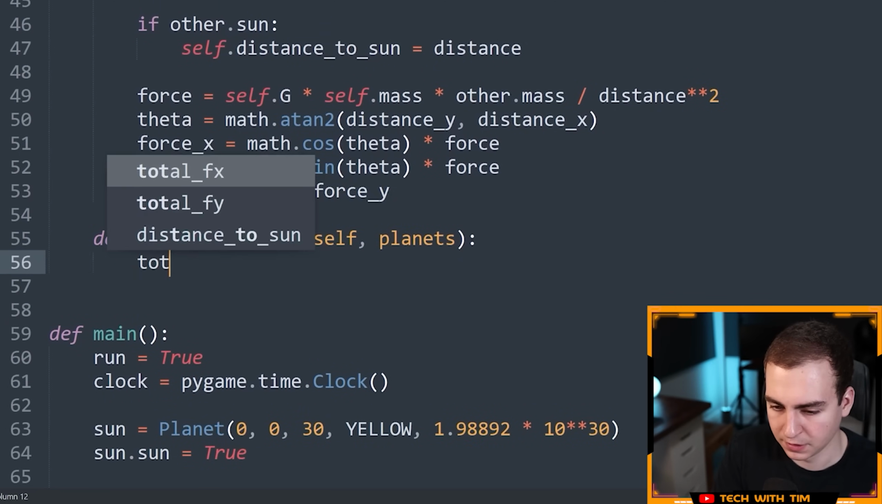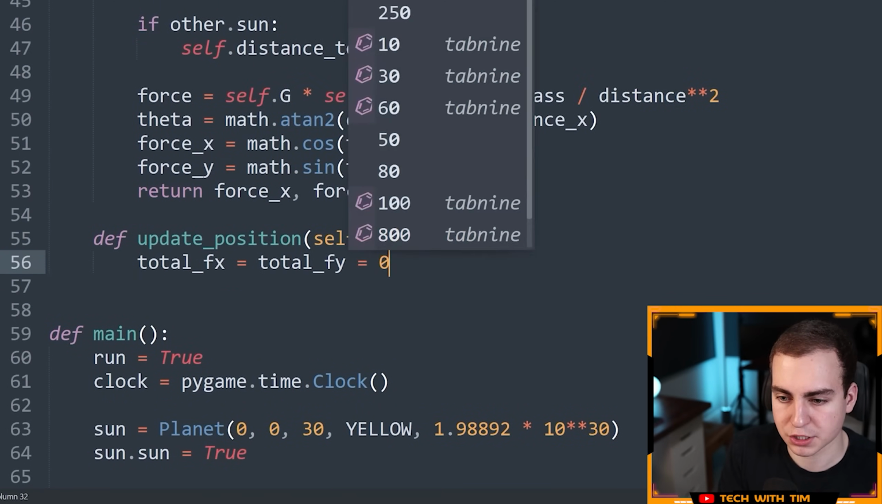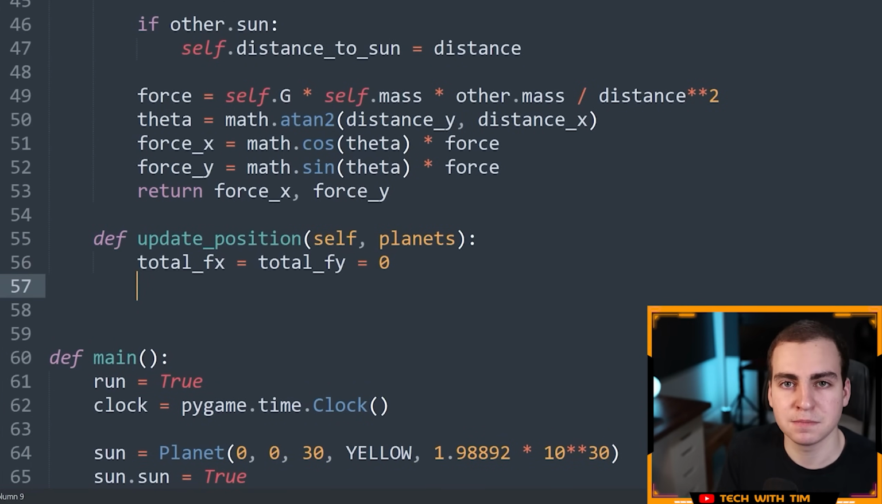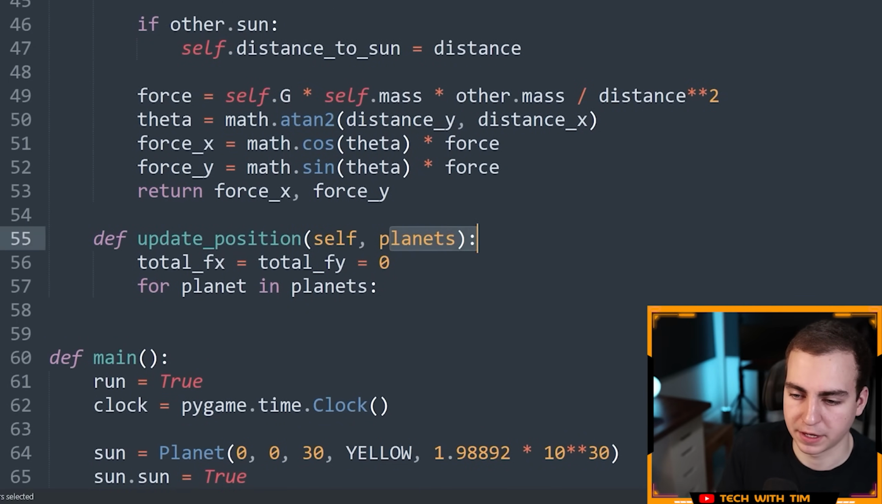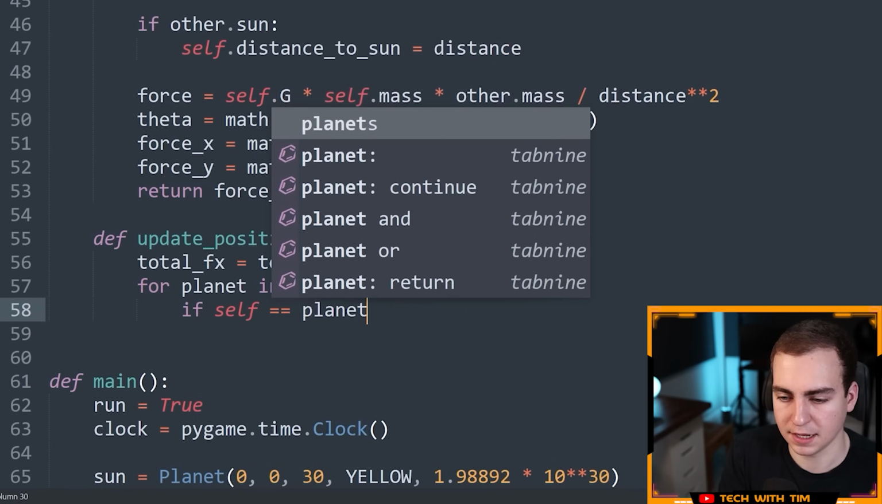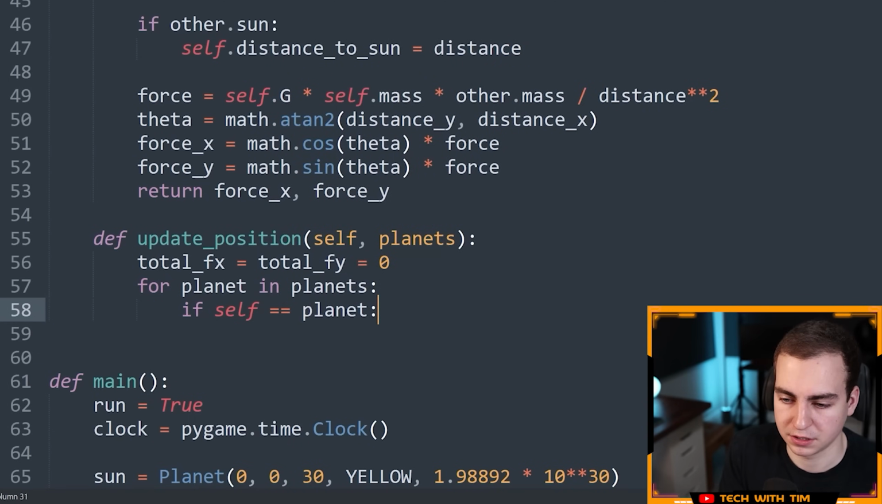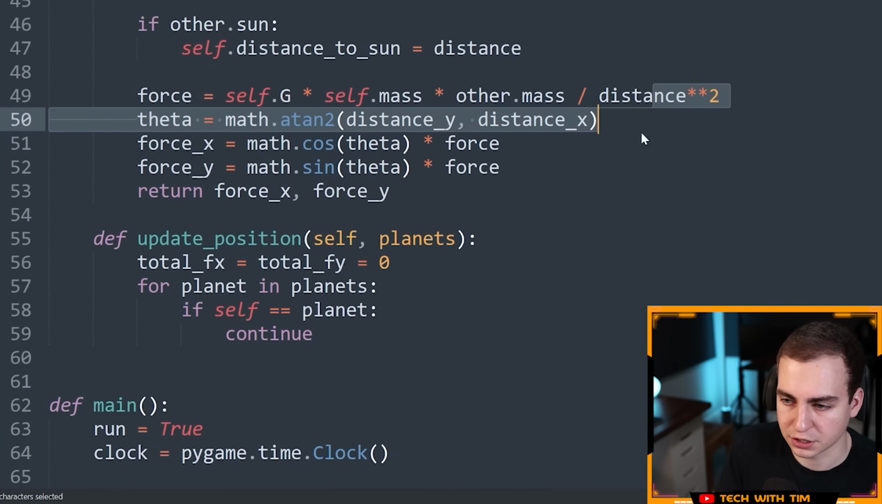So we're going to say the total force in the x direction is equal to, and the total force in the y direction, which is currently equal to 0. We're going to sum all of the forces together from all of the planets. So we say for planet in planets, we're passing a list of planets here. That's what we're taking in. We say if self is equal to planet, then continue, because we don't want to calculate the force with ourself. In fact, that would give us a zero division error because the distance between ourself and ourself is 0, right? So we can't do this division with the distance squared, that would give us an issue.